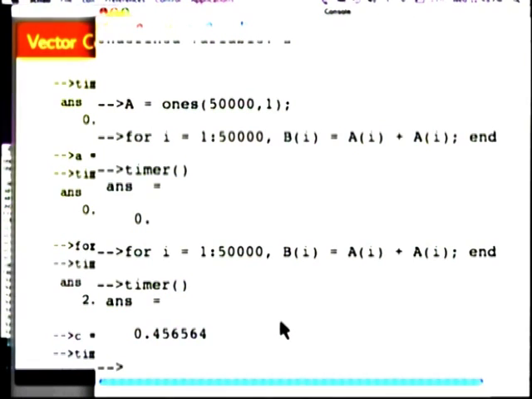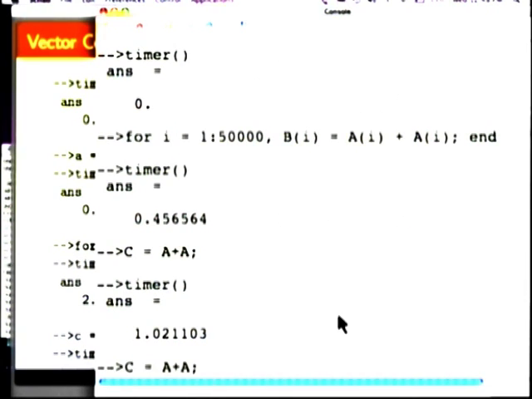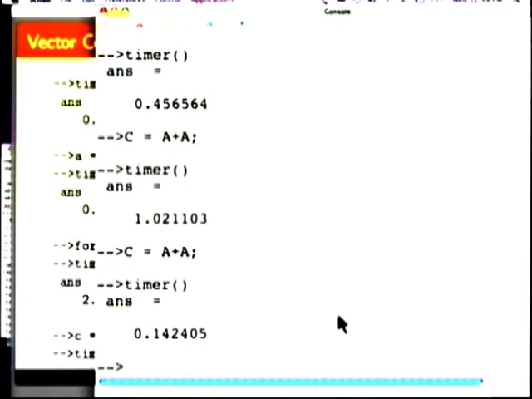Now what I will do is C equals A plus A. Here I did the same thing, except earlier I went through a loop; here I did a matrix calculation. Let's do this once again. Timer. C is this. Timer. You can see that with the loop it took 0.45. When I did this A plus A, no longer using the loop, it uses only 0.142.